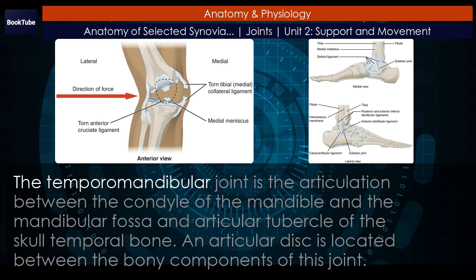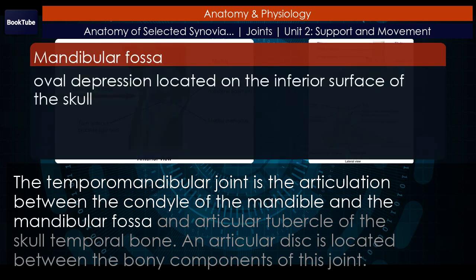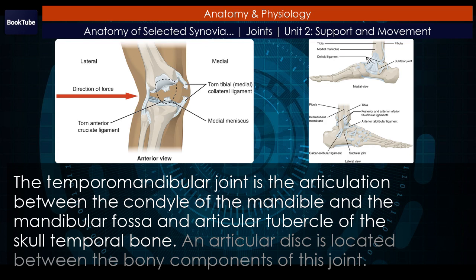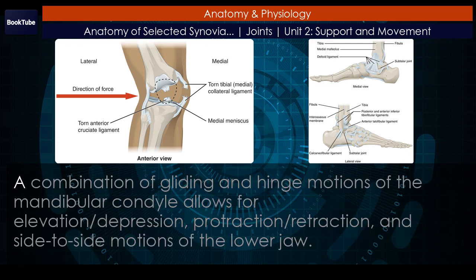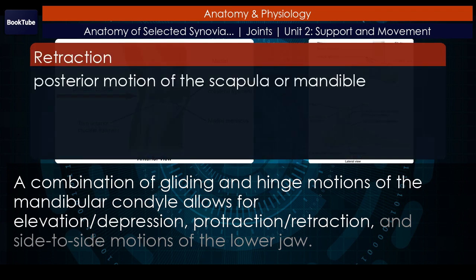The temporomandibular joint is the articulation between the condyle of the mandible and the mandibular fossa and articular tubercle of the skull temporal bone. An articular disc is located between the bony components of this joint. A combination of gliding and hinge motions of the mandibular condyle allows for elevation, depression, protraction, retraction, and side-to-side motions of the lower jaw.